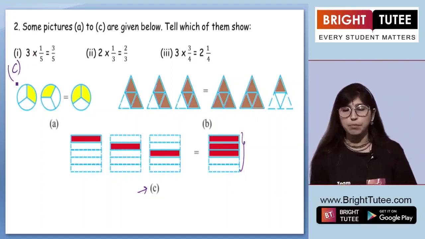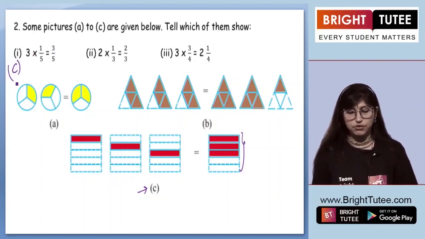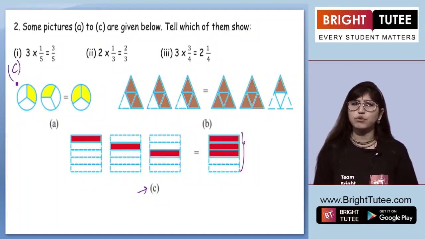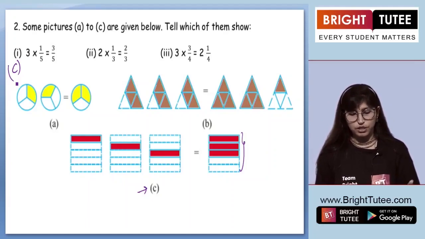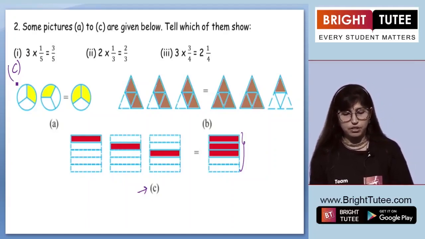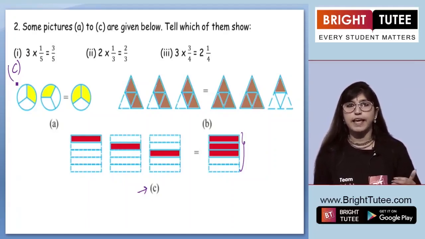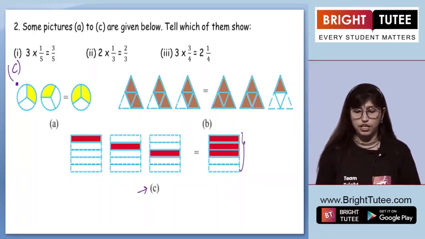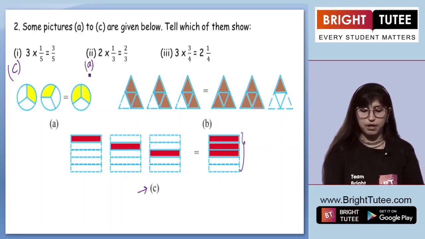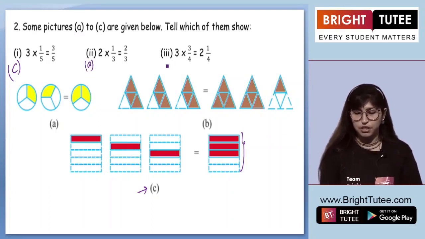Let's move on to the second part. 2 times 1 by 3 equals 2 by 3. I'll give you a few seconds and I am sure that you will come up with the right answer. So would that be A or B? If you check, A is something which has 1 by 3. That means 3 equal parts and 1 is shaded. So we can say that the second part is A and the third part will be B.